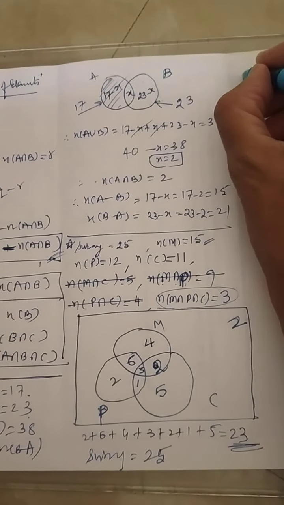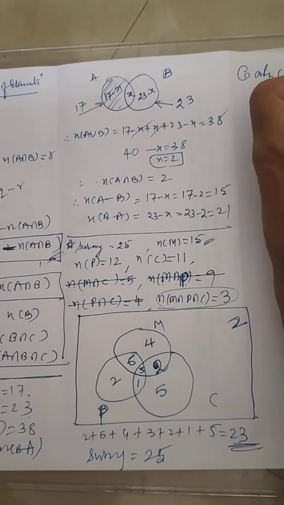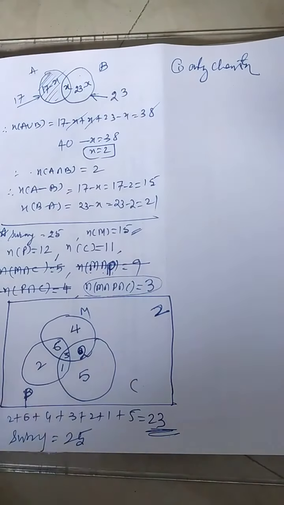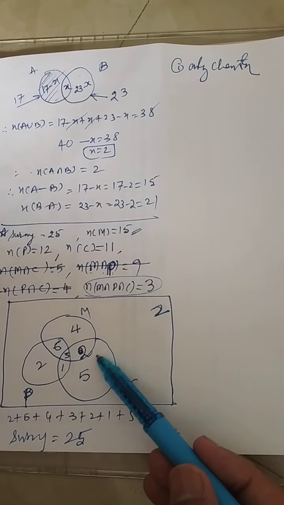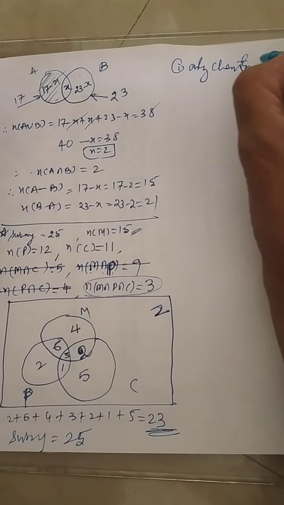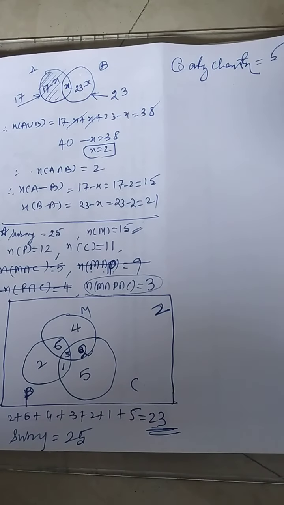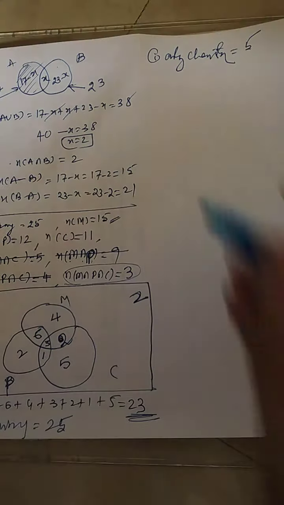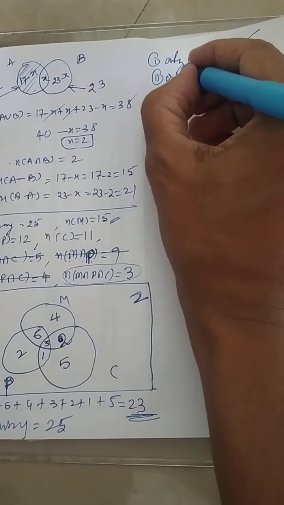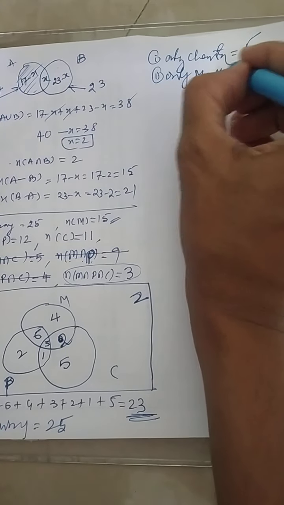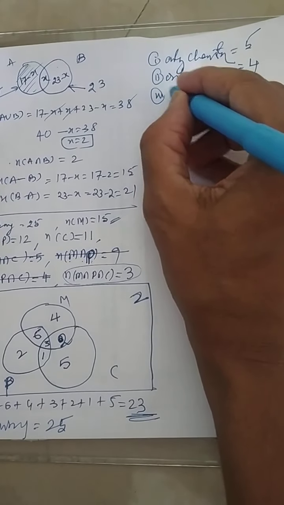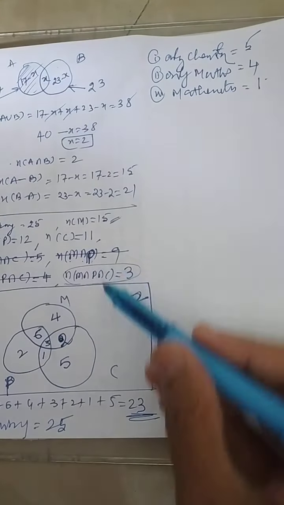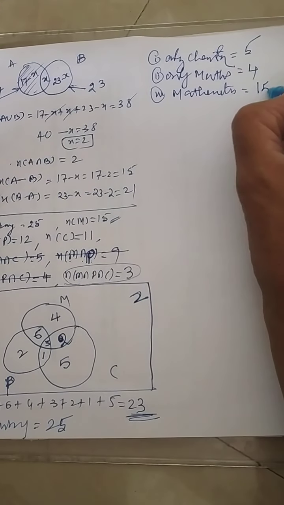The first question in the list was only chemistry. Only chemistry means this is the portion where only chemistry is there. Only chemistry, there are 5 students. So no need to recall any formula, it is all 5. The second question is only maths. Can you tell me only maths? Only maths will be nothing but 4. But if someone is asking how many students are there in mathematics, then it will be what is given in the problem, 15.